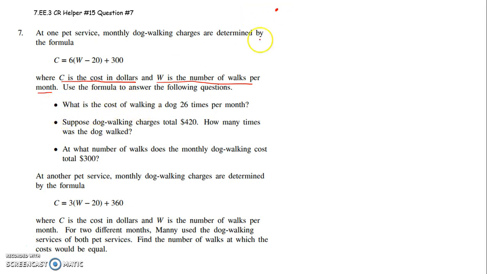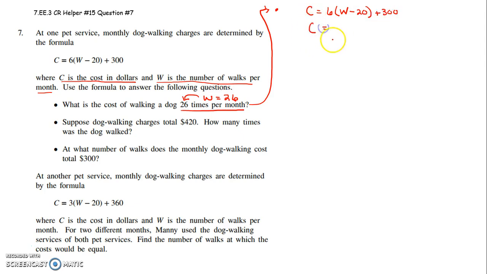So let's look at the first bullet point. What is the cost of walking a dog 26 times per month? Well, W is the number of walks per month. So they're saying W equals 26. So we take our original, C equals 6 times the quantity W minus 20 plus 300.